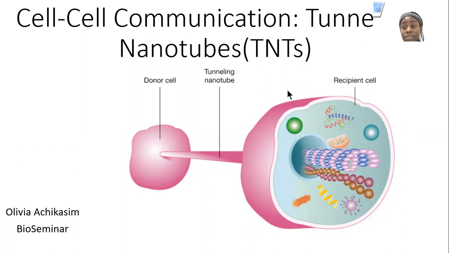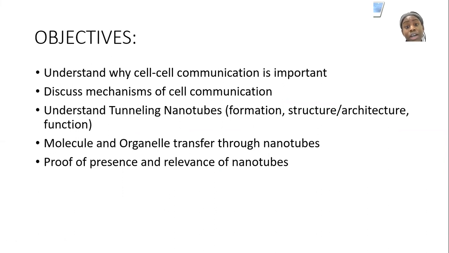So moving on to the objectives. Today, through this presentation, I hope to help you understand why cell-to-cell communication is important. I'm going to be discussing mechanisms of cell communication. We'll be understanding tunneling nanotubes: the formation, the structure, the architecture, what makes up the nanotube, and the function. We're also going to talk about how it transfers molecules and organelles through it, and you'll watch a video on this too. We're also going to look at experimental studies that prove the presence and the relevance of nanotubes. Another thing not on this slide is that we're going to look at the application and the implication of this novel mechanism to biology.